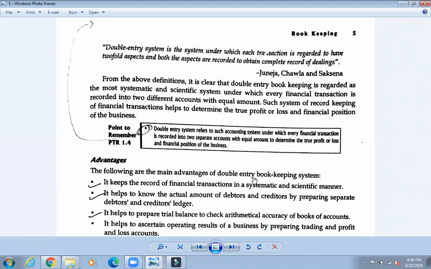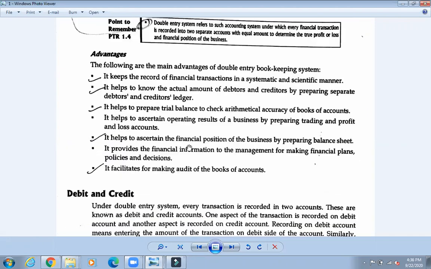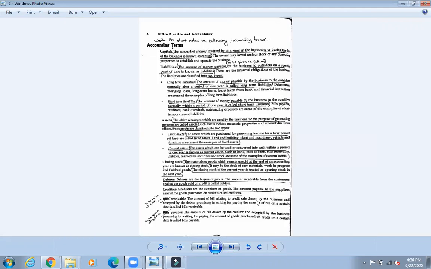Third day of the account topic, and today we are going to continue from page number 5. Before starting number 5, that is advantages, what is dividend credited? So let us discuss about this one. Page number 6. Let us all of you turn to page number 6.